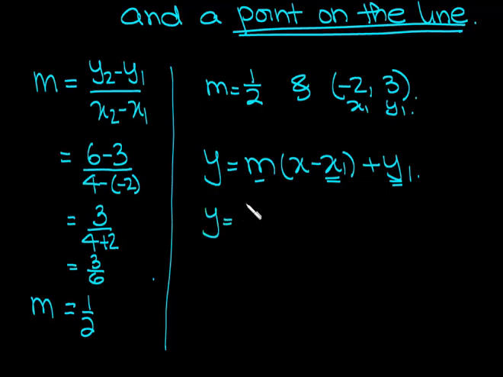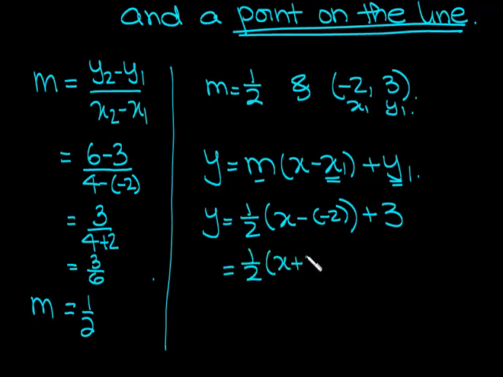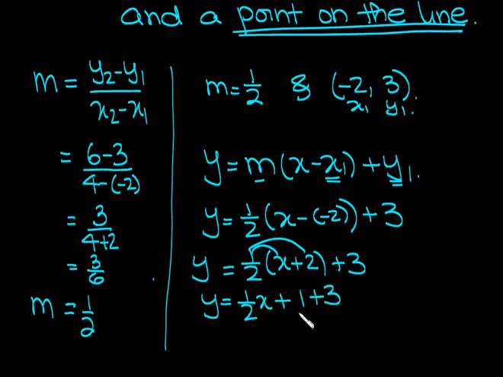So we get y is equal to 1/2 times x minus of minus 2. Make sure you put parentheses, plus y1, which is 3. So you get 1/2 times x plus 2 plus 3. For some reason, students have a tendency to leave the answers like this, but it's not good. We can always distribute and clean it up a little bit. So we get y is equal to 1/2 x plus half of 2 is 1 plus 3.